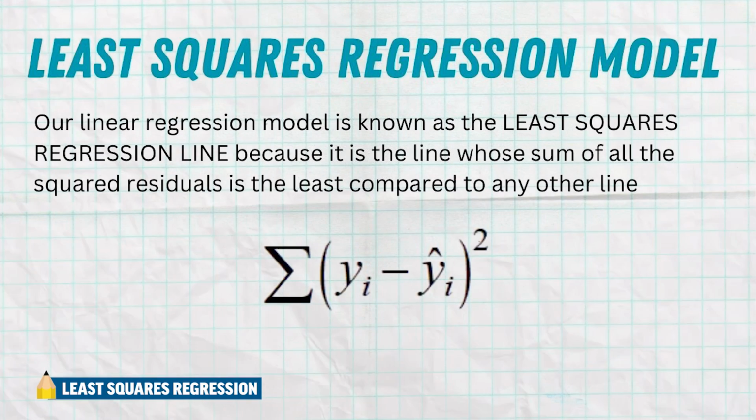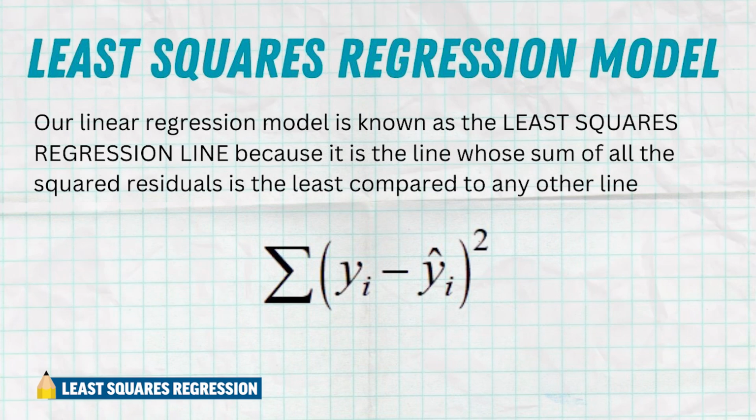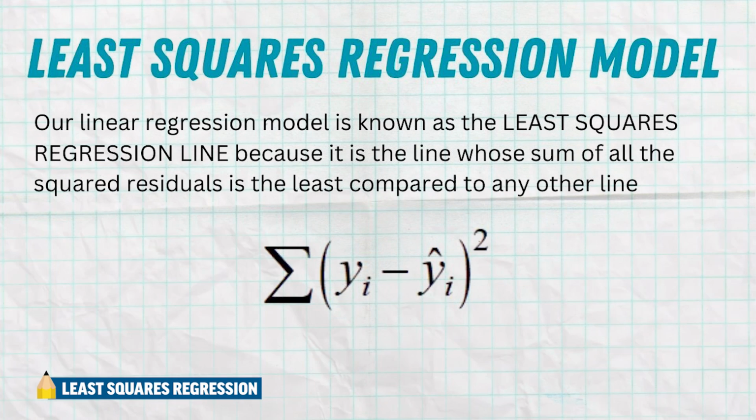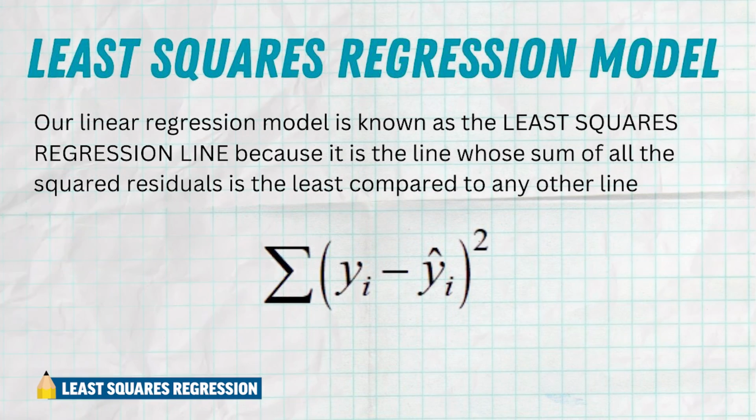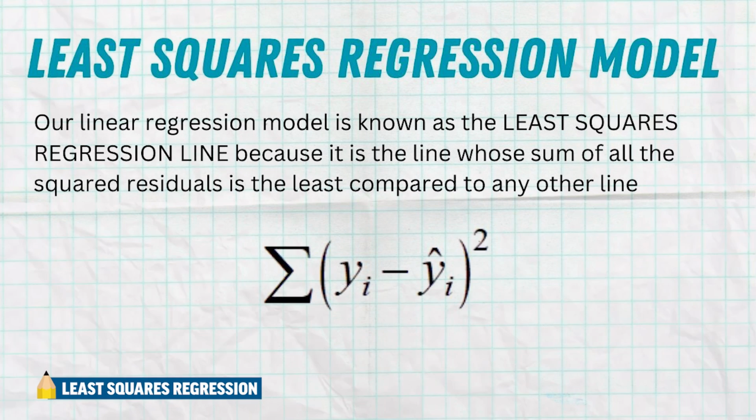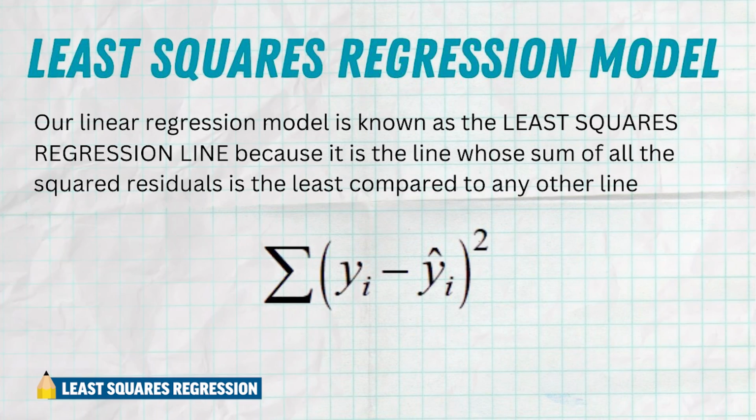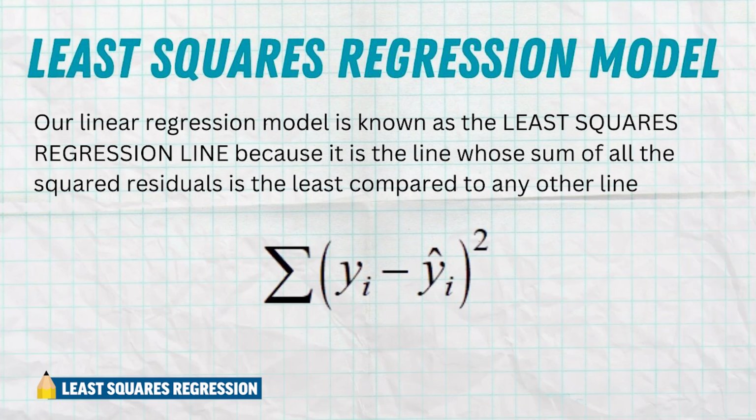Now that we know a little bit more about residuals, we can understand why residuals help us determine what is the best line for our data. Our linear regression model is known as the least squares regression line because it is the line whose sum of all the squared residuals is the least compared to any other line. In formula, that would look like this.